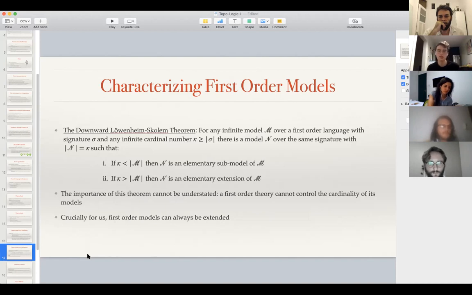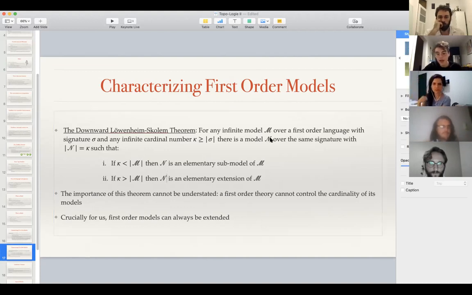So if we have any infinite cardinal number greater than the size of the signature, there's going to be a different model N, over the same signature in the same language, with cardinality k such that one of these two holds. It depends on the size of k. If it's less than the size of your original model, then the model we're guaranteed to have is an elementary submodel of M. So this is a way we can find a submodel completely characterized by the size of this number. And if it's greater, it is going to be an extension of M.